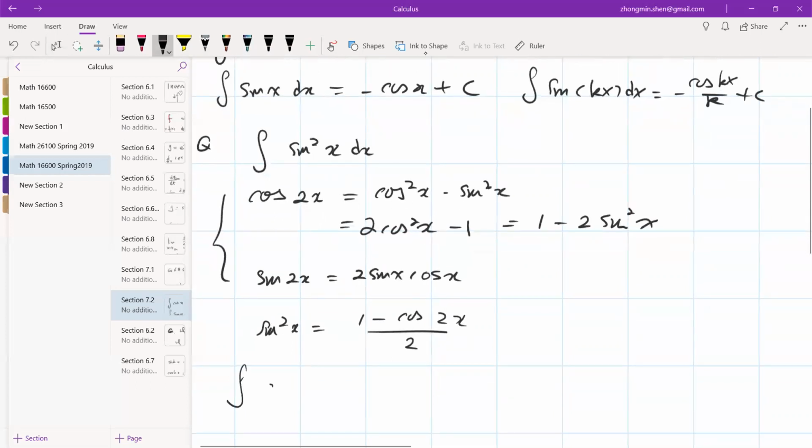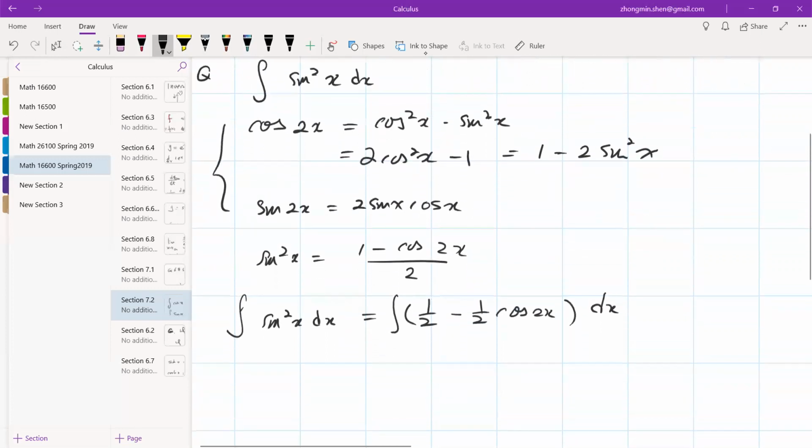So let's evaluate the integral of sine squared x. It's going to be the integral of 1/2 minus 1/2 cosine 2x dx. Now 1/2 is just a constant, so it gives x over 2. You take the constant out, and the integral of cosine 2x is sine 2x divided by 2, as we just showed above. So this will be the answer. Similarly, you can get the integral of cosine squared x.